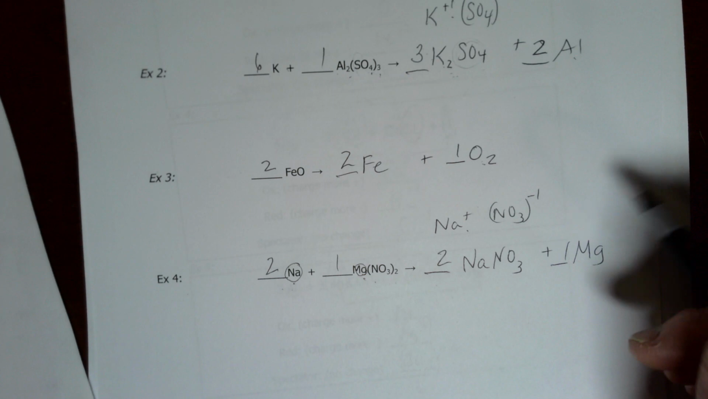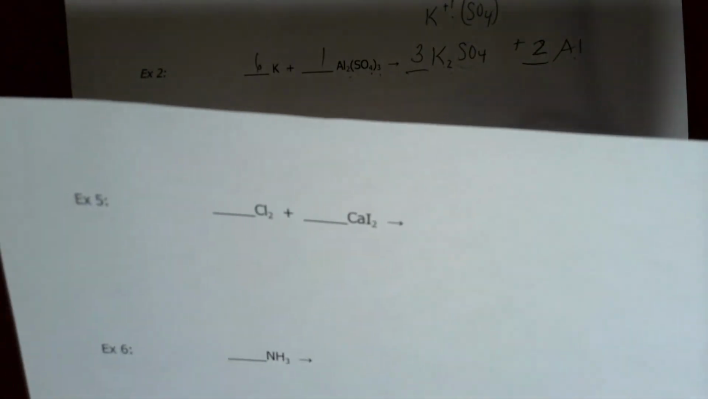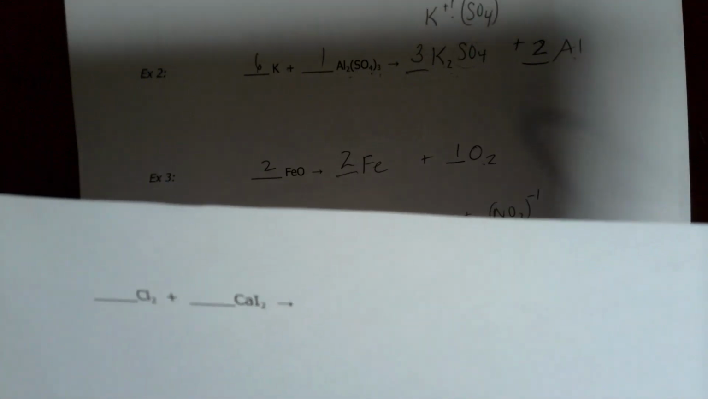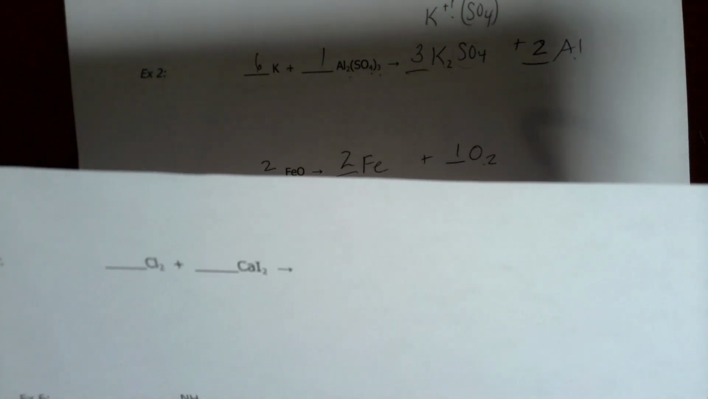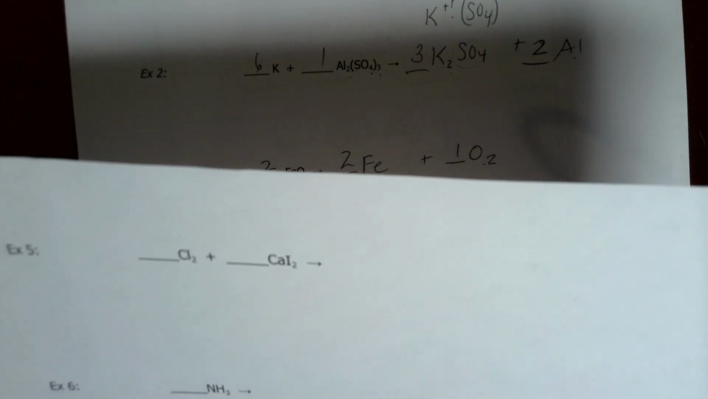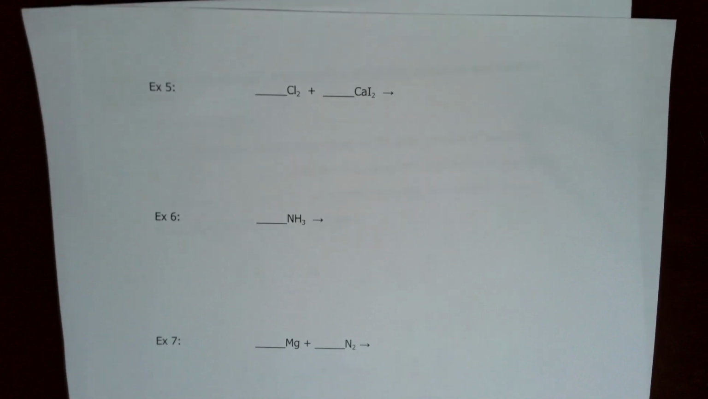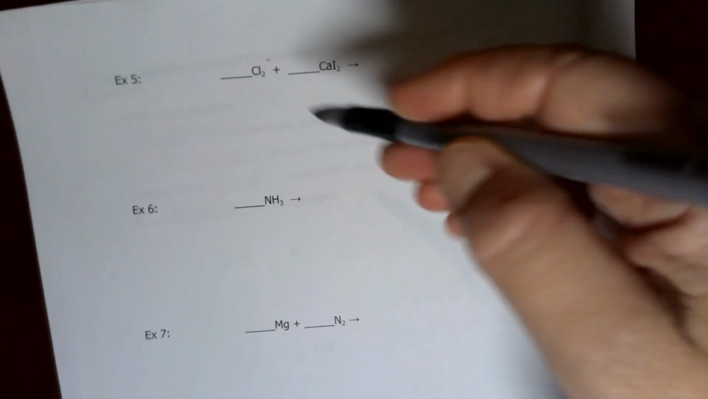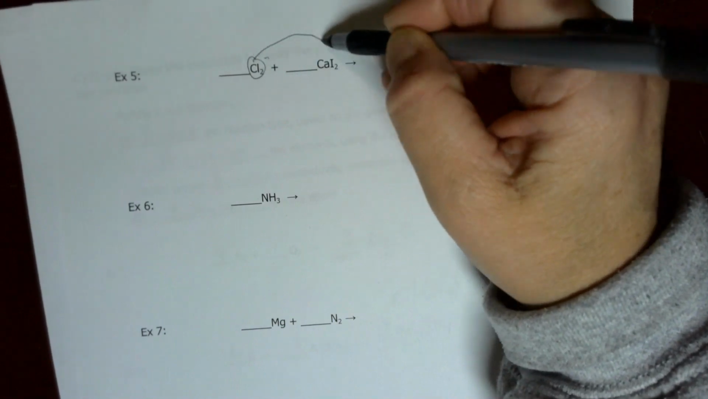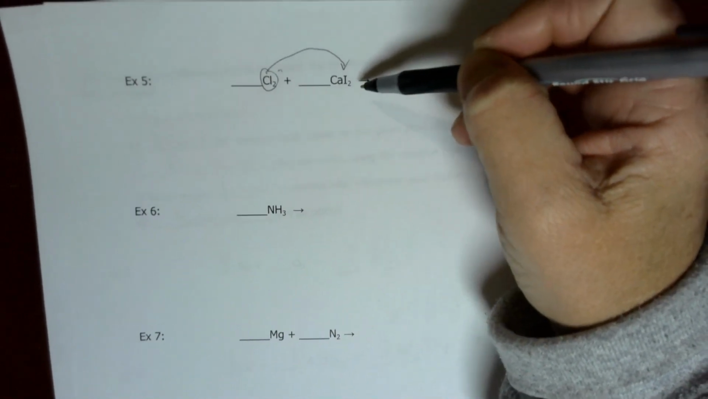Okay. Let's take a look at the following examples. Okay, we've got a couple more examples to take a look at. Example number 5. Here we have a single replacement, but this time we have a nonmetal. So the nonmetal is going to replace the nonmetal over here.